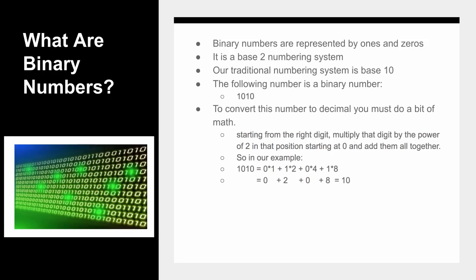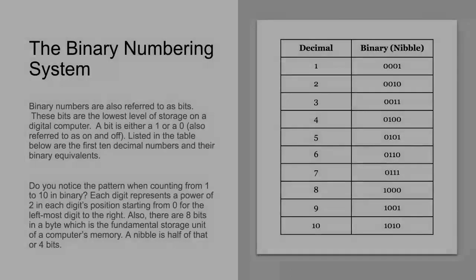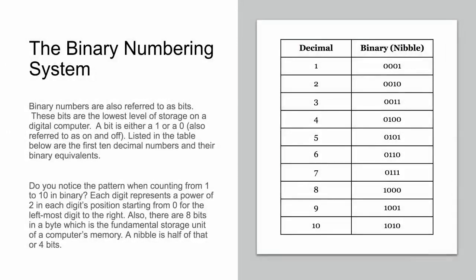So now let's look at the flip side of that. Okay, now let's look at it from a slightly different aspect. If you look at the table here, we're going to look at the first 10 decimal numbers, and binary numbers are also referred to as bits, and these bits are the lowest level storage on a digital computer. So a bit is either a 1 or a 0, and it's also referred to as on and off. So 1 is on, 0 is off. Listed in the table are the first 10 decimal numbers and their equivalents. So let's take a look at this.